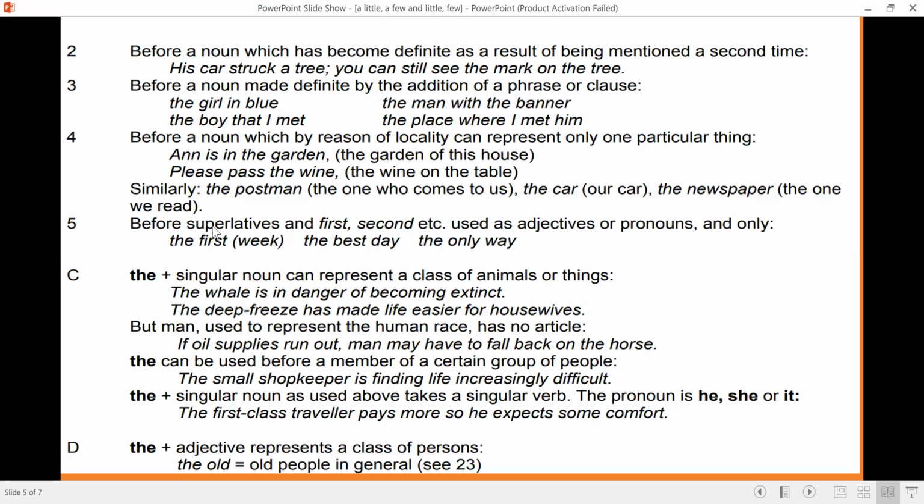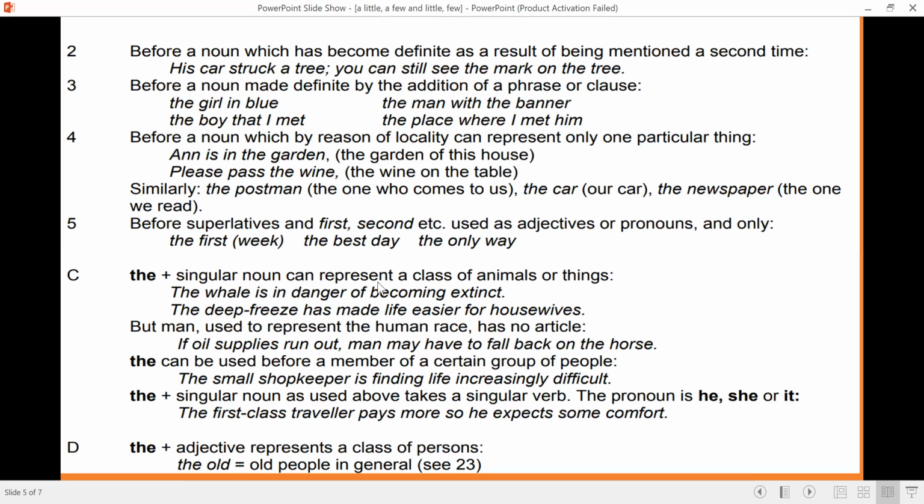Next use: the can be used before superlatives and first, second, etc., and it can be used as adjectives or pronouns, and also before only. For example, if you say the first week, the best day, the only day, etc. So the can be used before such superlatives and first, second, etc., but especially when first, second are used as adjectives or pronouns.